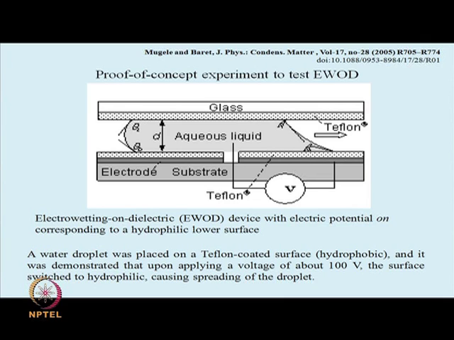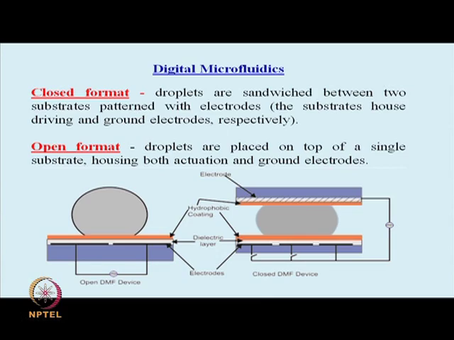So, a water droplet which was placed on the Teflon coated surface, by applying a voltage of about 100 volts, is made to move from the neutral electrode to the electrode which has been switched on. Now, the coming slides are taken from a very interesting paper which appeared in Advanced Materials in 2008, and this summarizes the present status of digital microfluidics as we know it. As the two figures suggest, you can have a closed digital microfluidic system, as you can see in the left side of the figure, and an open digital microfluidic device.